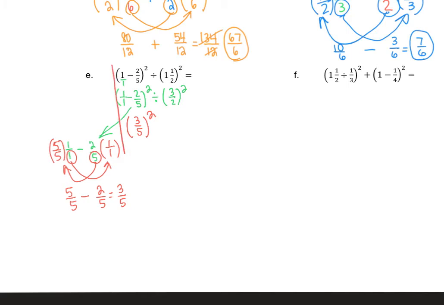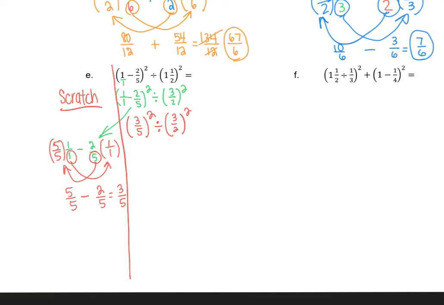Now I'm going to draw a line because this is my scratch, right? That's my workspace. This is my problem. That's my scratch space to the left. Now that's divided by this 3 over 2 squared.